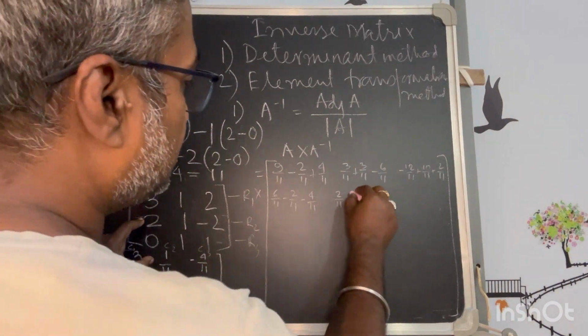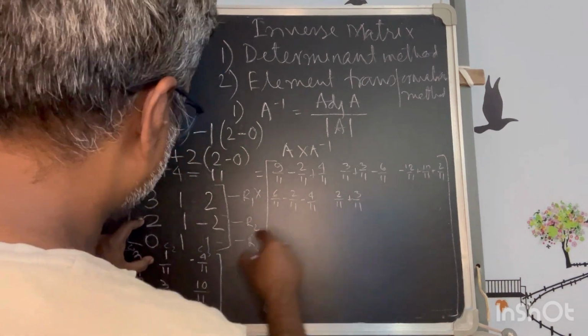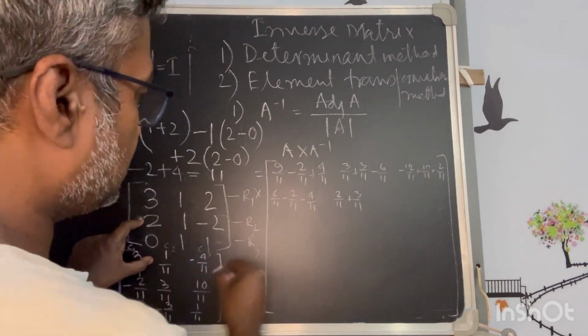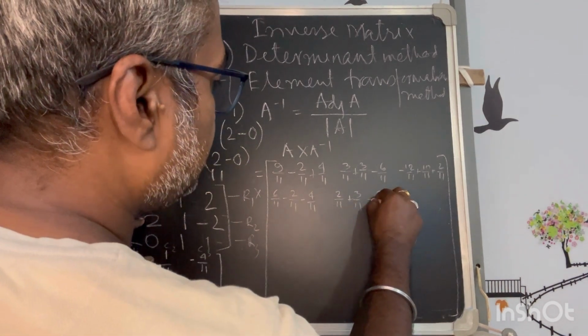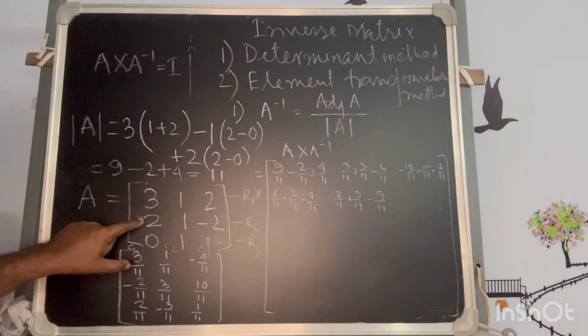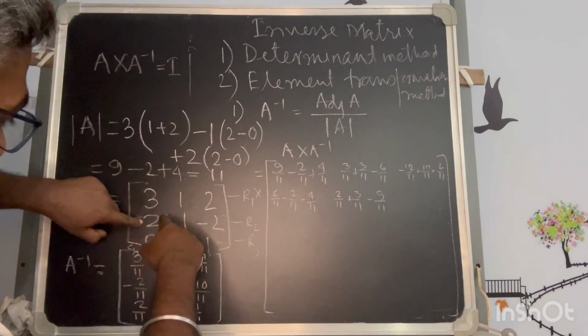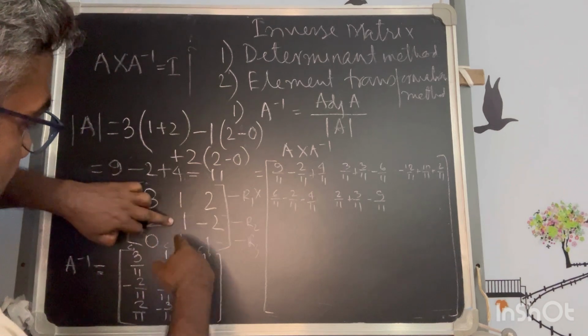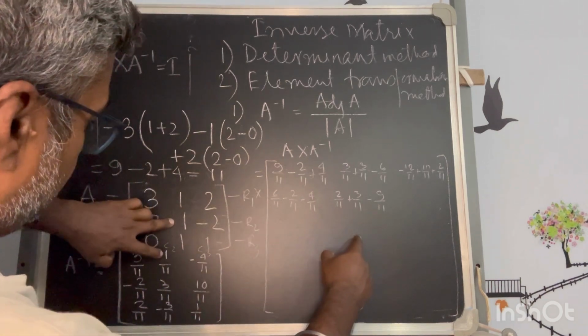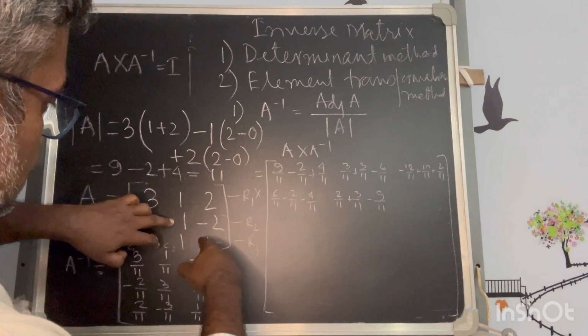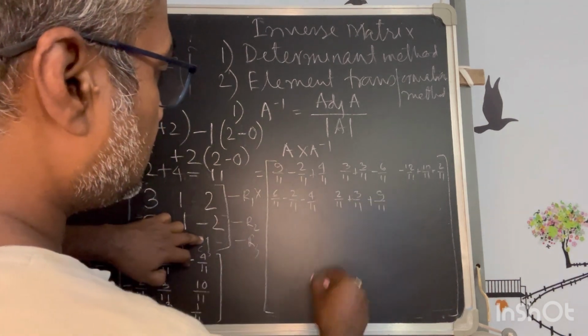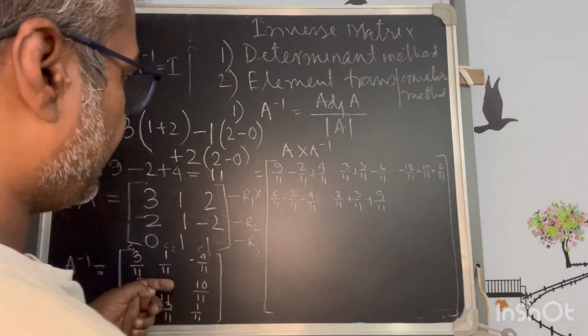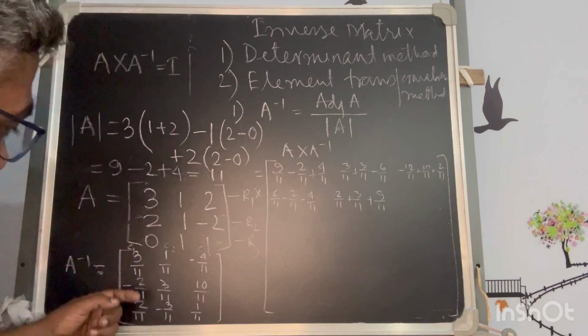1 into 3 by 11 plus 3 by 11, and this is minus 2 into 3, that means it is equal to minus 9 by 11. Let me check, because this is not the thing coming. 2 into 1 by 11, 2 by 11, 1 into 3 by 11, 3 by 11 minus 2 into 2 plus 9 by 11. Where am I making the mistake?